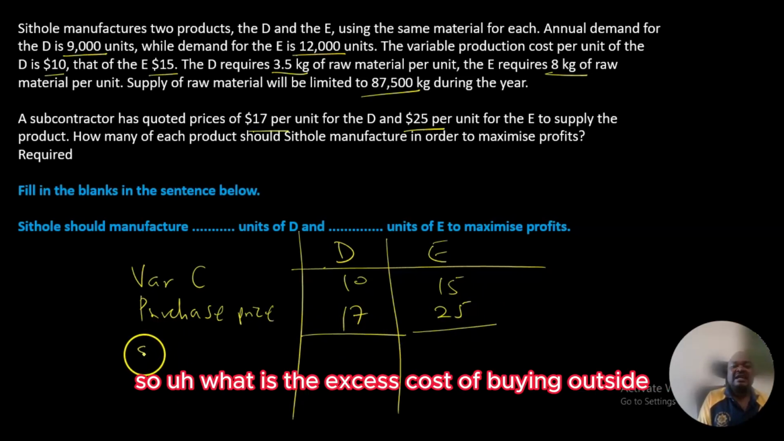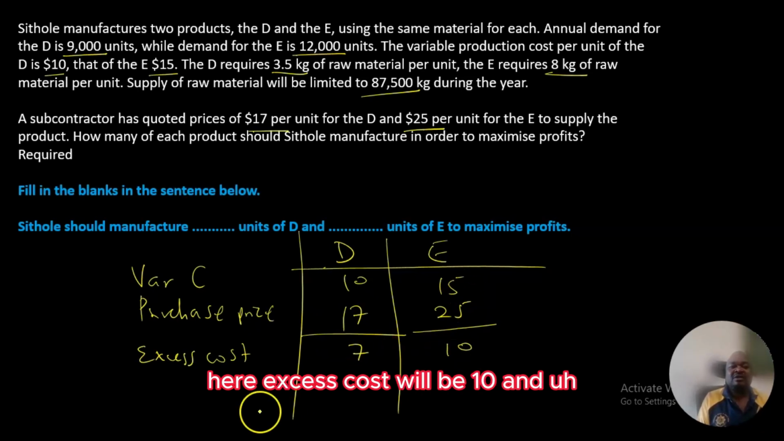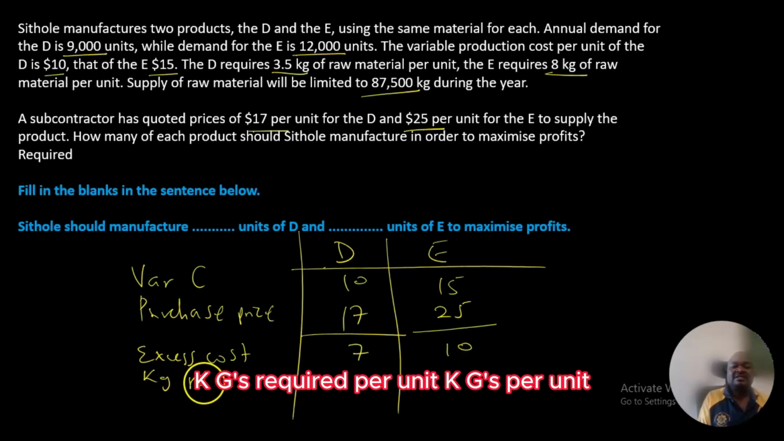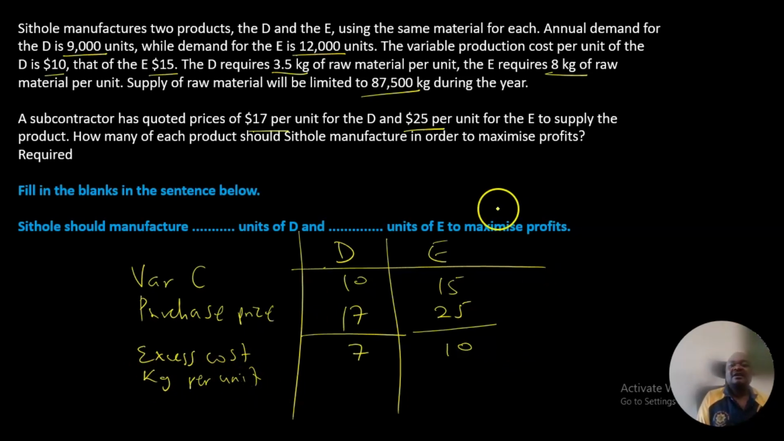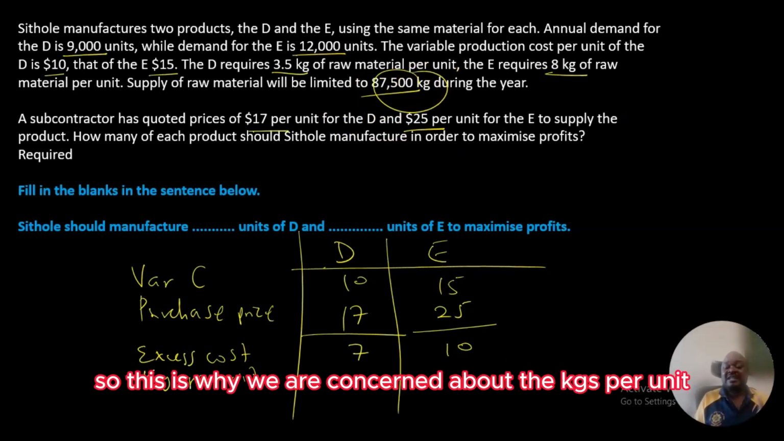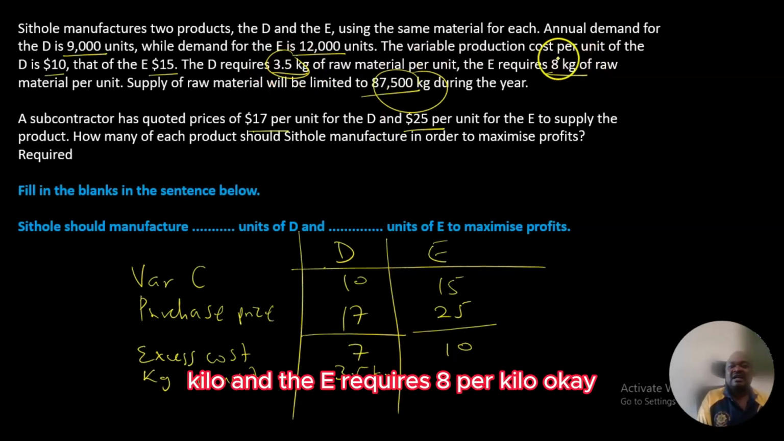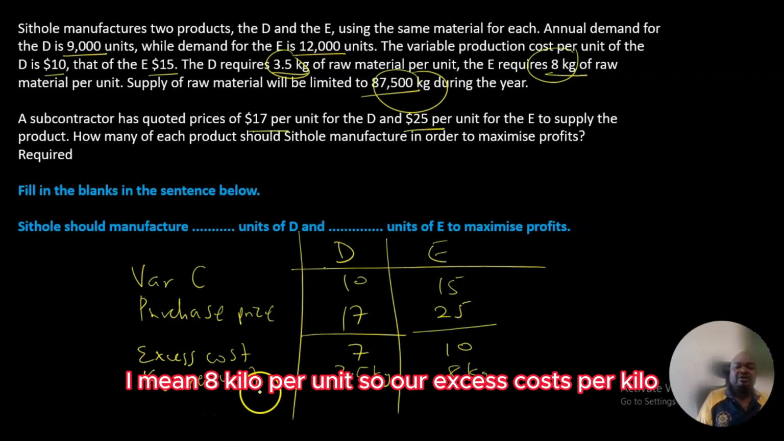So what is the excess cost of buying outside? Here the excess cost will be 7. Here the excess cost will be 10. And kgs required per unit. Remember, materials are a limiting factor, so this is why we are concerned about the kgs per unit. Product D requires 3.5 kilo, and the E requires 8 kilo per unit.